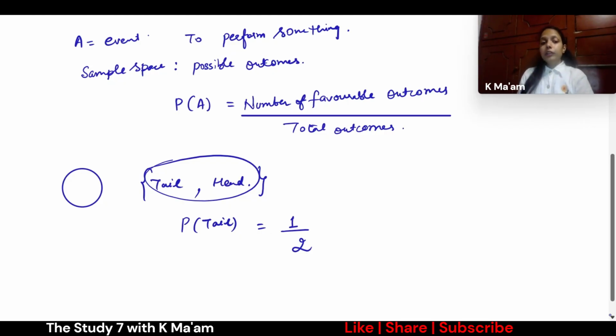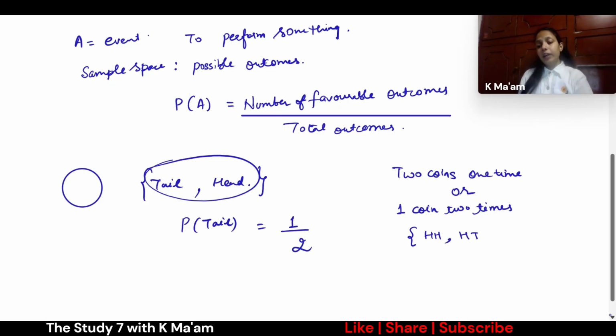Similarly, if you flip two coins, the sample space of flipping two coins one time and one coin flipped two times is the same, though the two cases are different. Let's write its sample space. It's possible both are heads, one head and one tail, tail and head, and tail and tail.